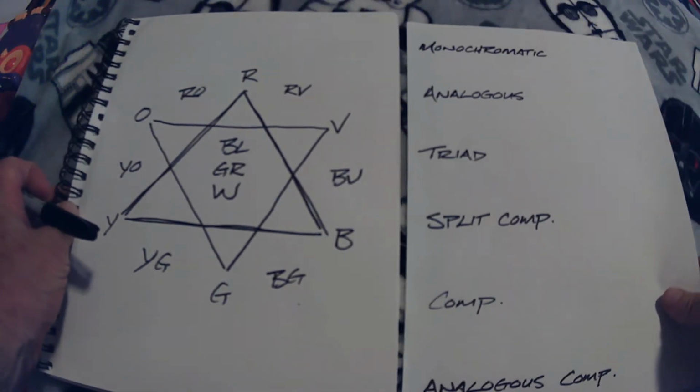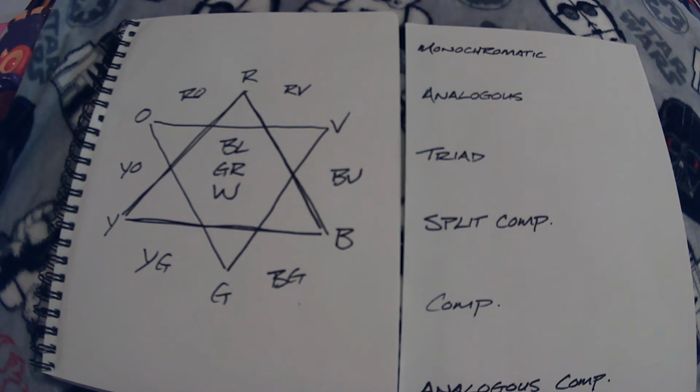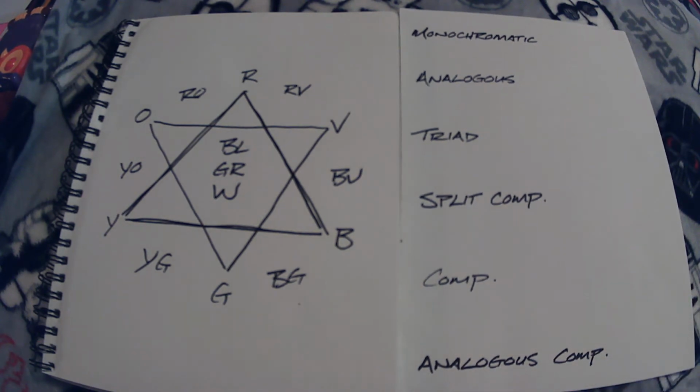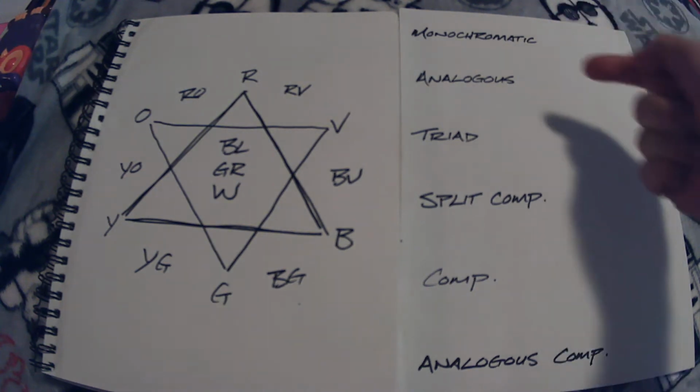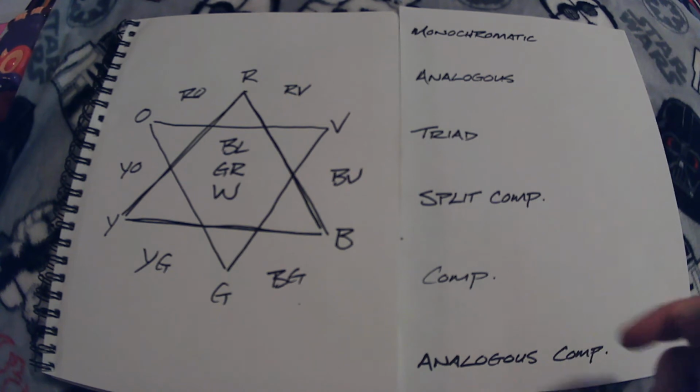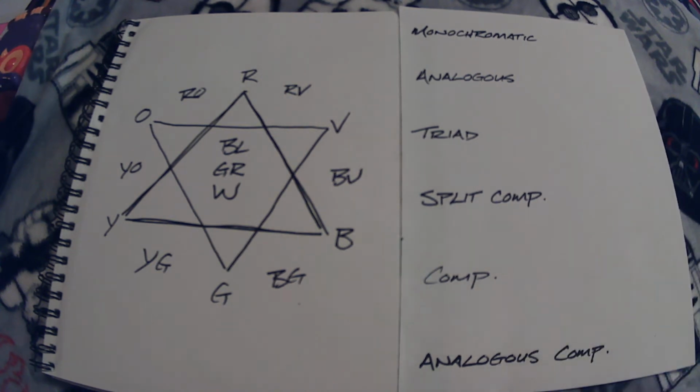When we start talking about color schemes for your projects, we're going to work in these 6 schemes during the course of the semester. Monochromatic, analogous, triad, split complement, complement, and analogous complement. So let's talk about each one of those.